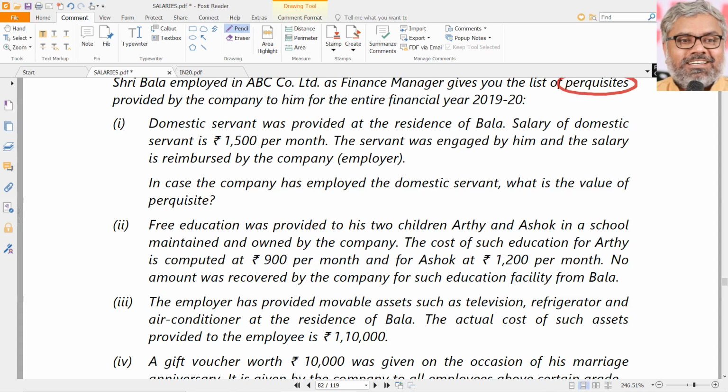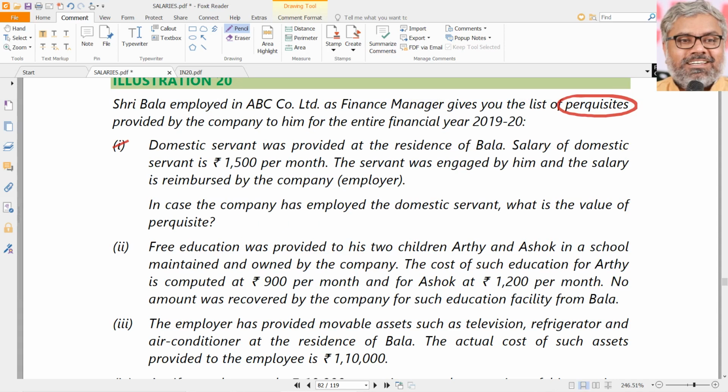Point number 1. A domestic servant was provided at the residence of Bala and the salary of the domestic servant is 1,500 per month. The servant was engaged by him and the salary is reimbursed by the company, that is the employer, which means an obligation of the employee met by the employer, which would be taxable in case of all employees. However, in case the company has employed the domestic servant, what is the value of the perquisite? That depends upon whether Bala is a specified employee or not.